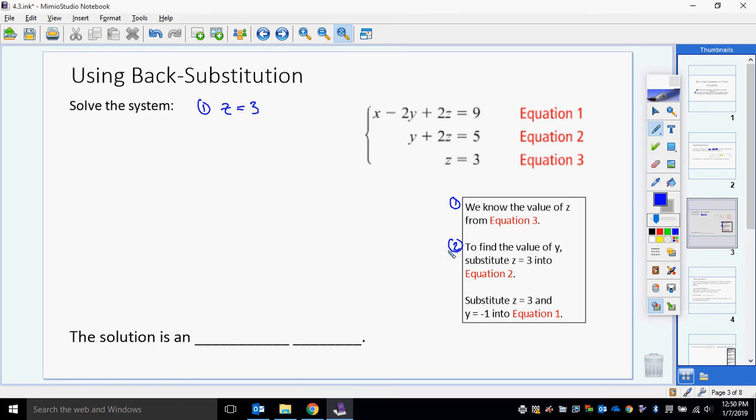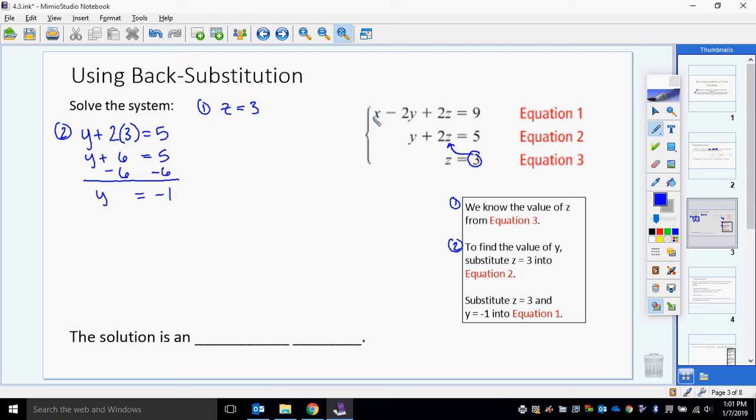Step 2 is going to be to find the value of y. Well, if we know what z is, we can take this 3 and plug it in for z. We're going to back substitute it into equation 2, into the equation above. So in step 2, I'm taking equation 2, it says y plus 2z, and I'm plugging in 3 for z's place. And I'm solving this and simplifying. Subtract 6, and y equals -1. So we have what y equals, we have what z equals, we just need to find out what x equals.